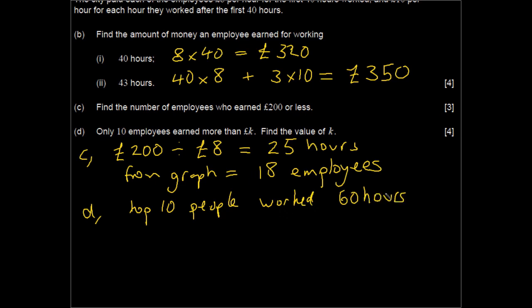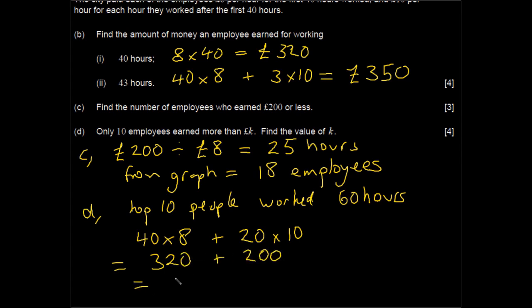So then I'm going to need to work out how much money they'd get for 60 hours. I'm going to do this just the same as I did in part B2. So for 60 hours they're going to earn 40 times £8 per hour, and then plus the remaining 20 at £10 per hour. So this is 320, this is 200, so the answer is going to be £520. So that's K.